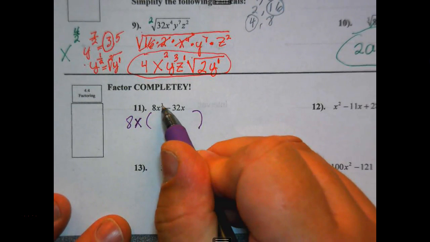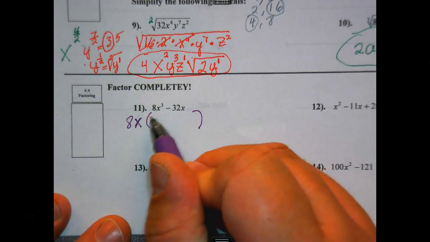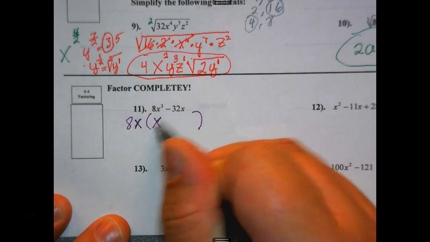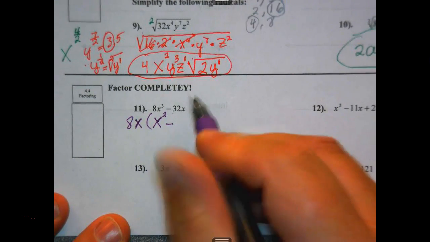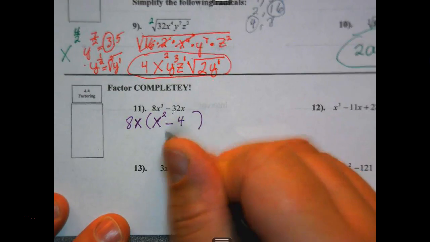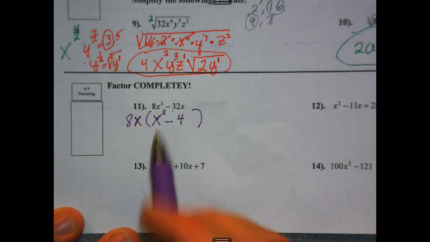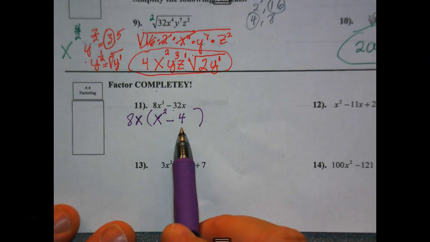Okay, 8x cubed, I'm dividing by 8x, so the 8's go away, and one of the x's go away, so I have x squared. Good. Minus 32 divided by 8 is 4, and the x's go away. Am I done? No, because it says completely. I can factor x squared minus 4.